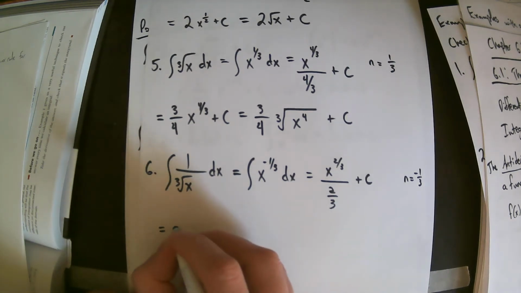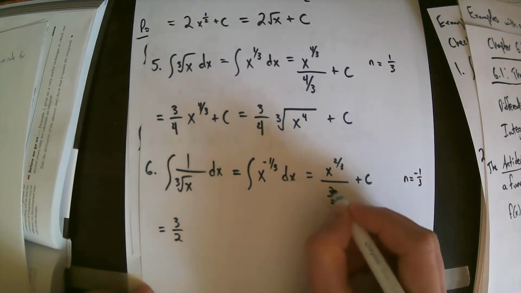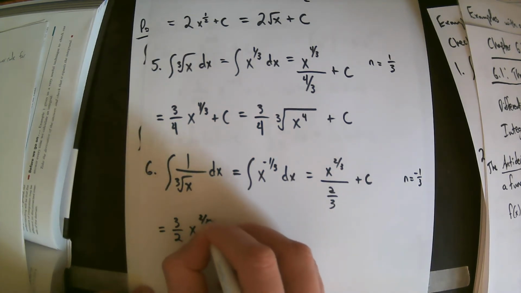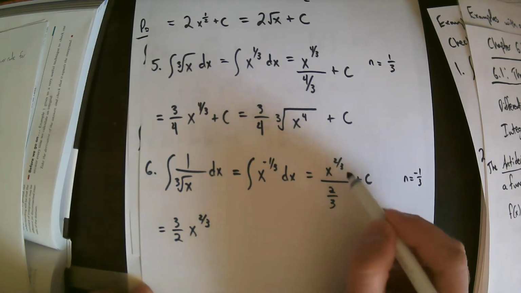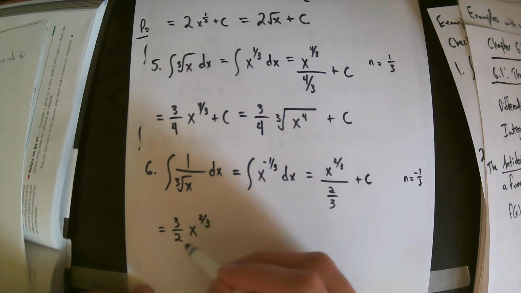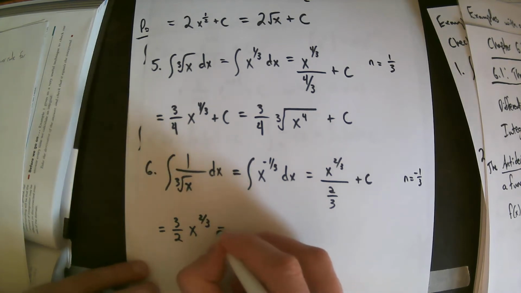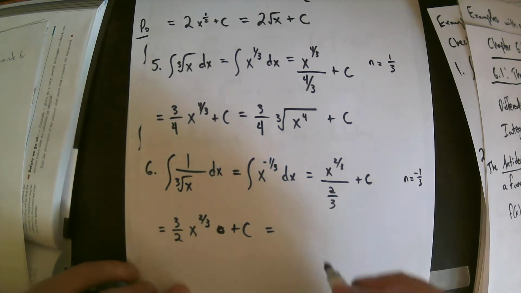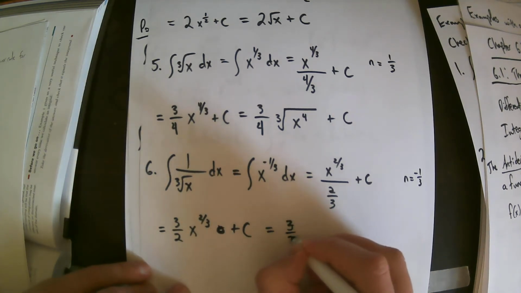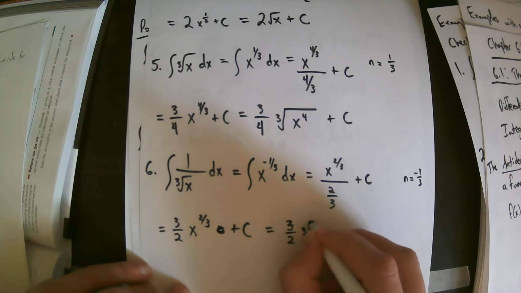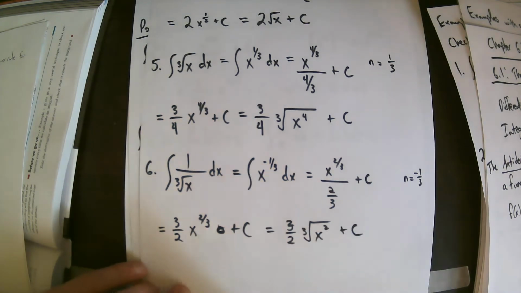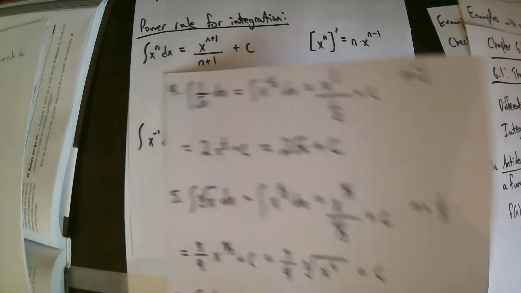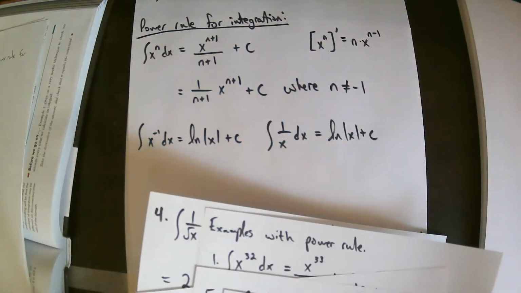And that will give me 3/2. Remember, if it's a fraction in the denominator, you flip it, and then x to the 2/3. You don't flip that exponent. That's the exponent of the x, so you don't mess with that. The only time you mess with it is if you want to write it back in radical form. So I can say 3/2 times the cube root of x squared plus c. So either of these would be fine. Okay, that is the power rule for integration.